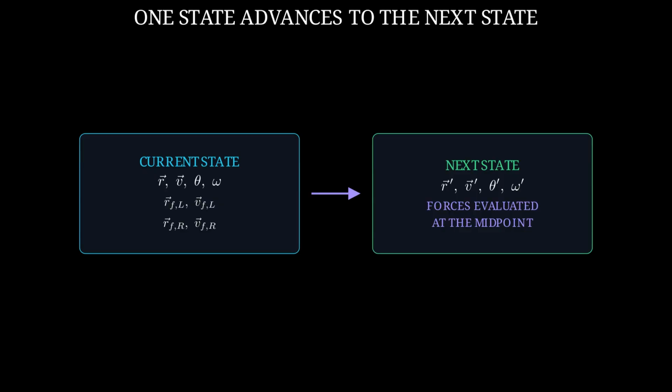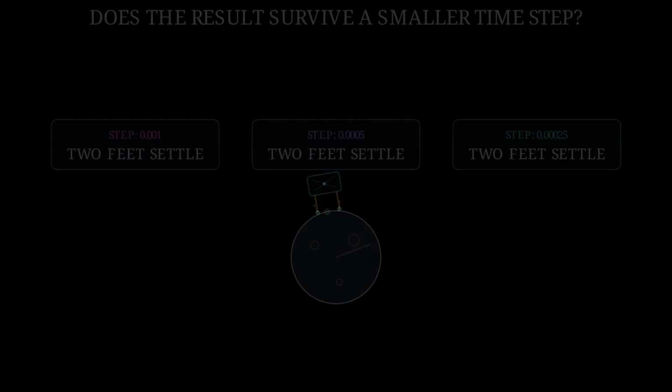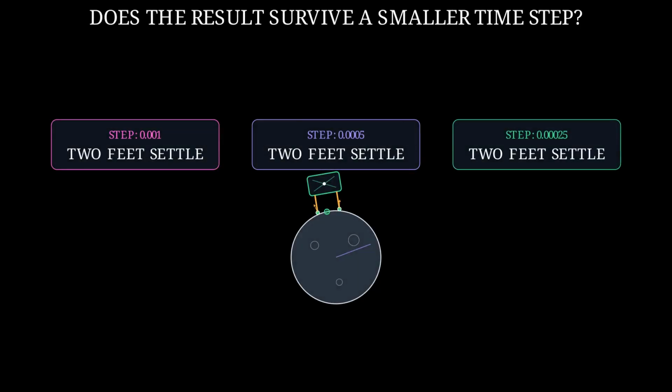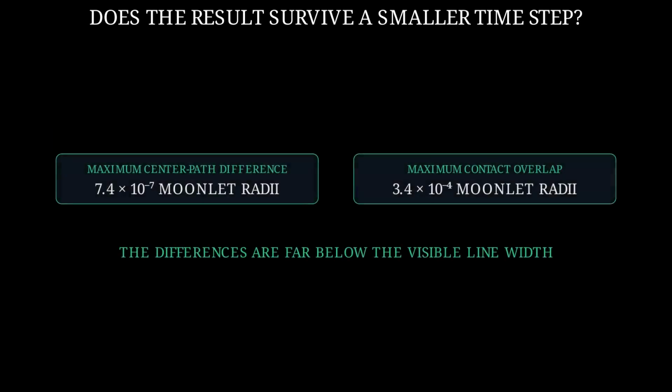The explicit midpoint method evaluates the forces halfway through the step before applying the full update. A smaller step is a numerical choice, not a new physical force. We reran the complete successful landing with a step of 1/1000th of a normalized second. Then we used 1/2 and 1/4 of that step. All 3 runs finish with both feet in contact.